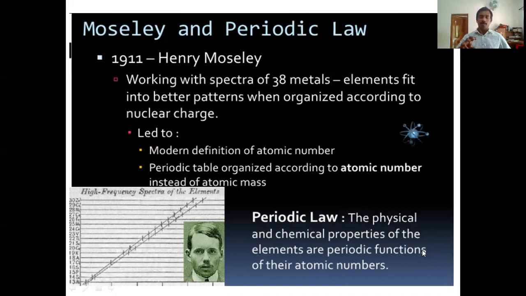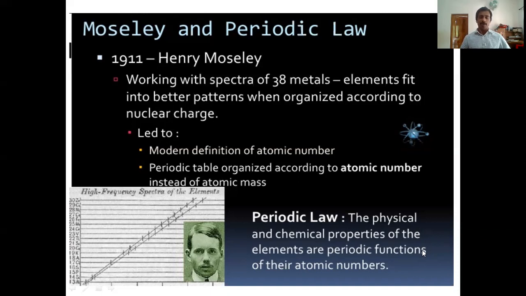So he arranged elements in the increasing order of their atomic number, and that led to the modern periodic table. And his experiments led to modern definition of atomic number. And again, periodic table organized according to atomic number instead of atomic mass. So he developed a periodic law that is different from Mendeleev's periodic law. This periodic law is known as modern periodic law.